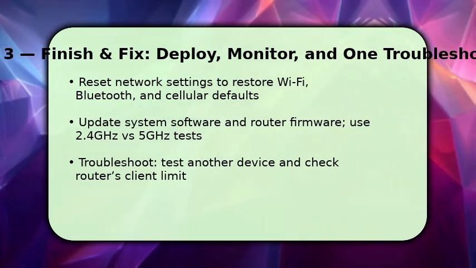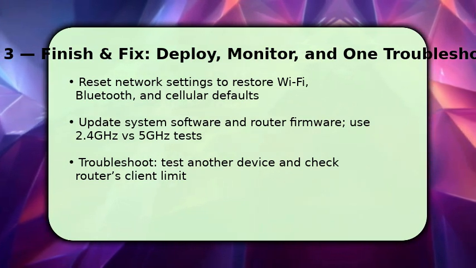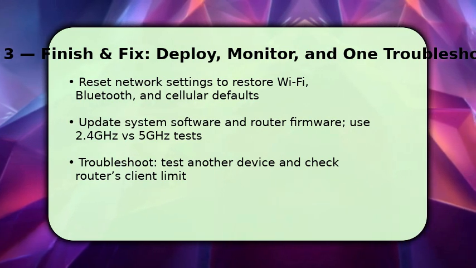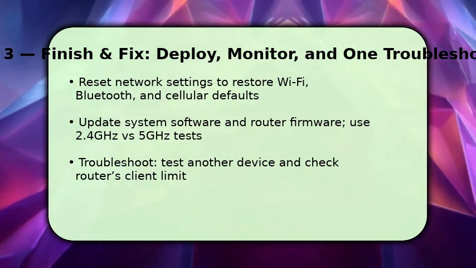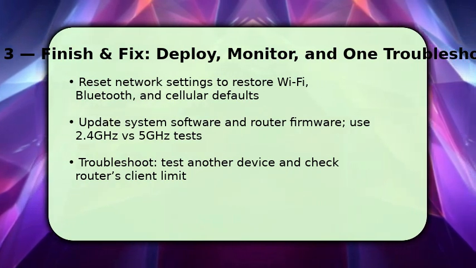Test both 2.4 GHz and 5 GHz bands to find the best connection. If you still have trouble, try another device on the same network to determine whether the router or the phone is at fault. This single test narrows down the solution fast.